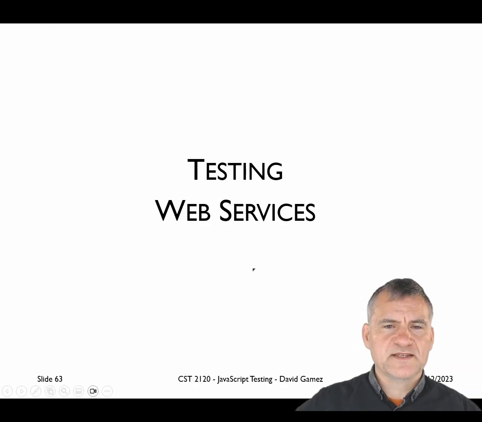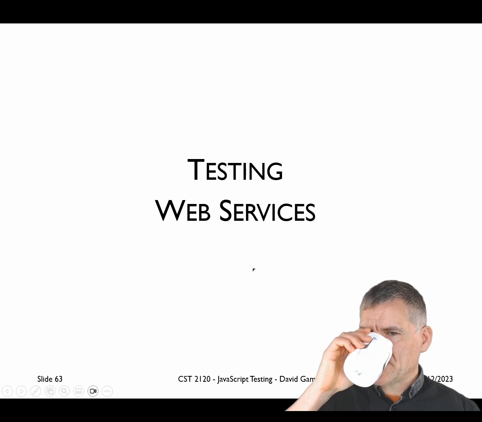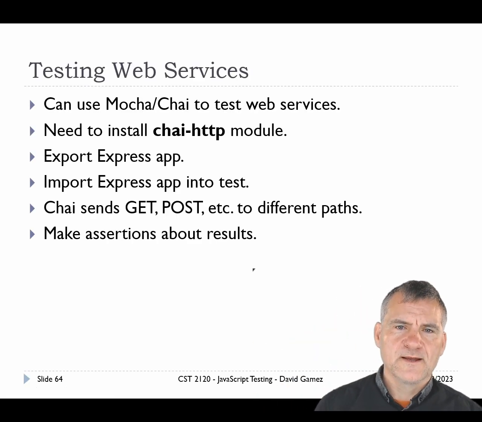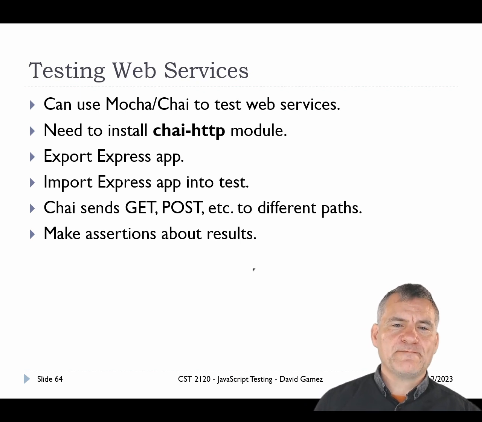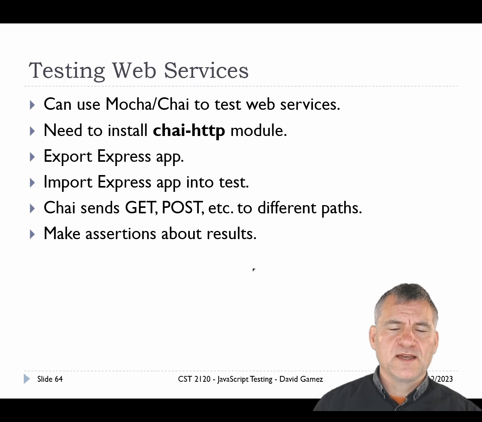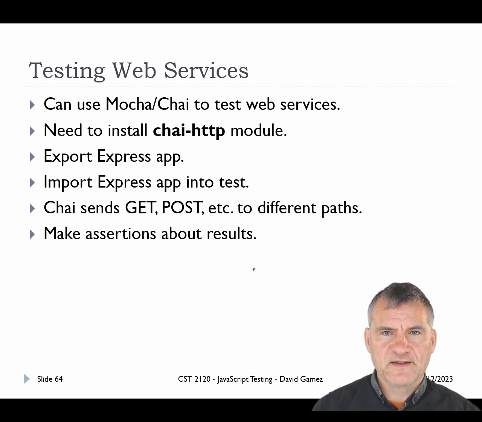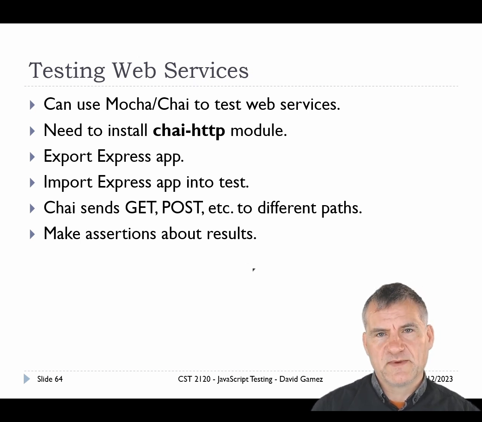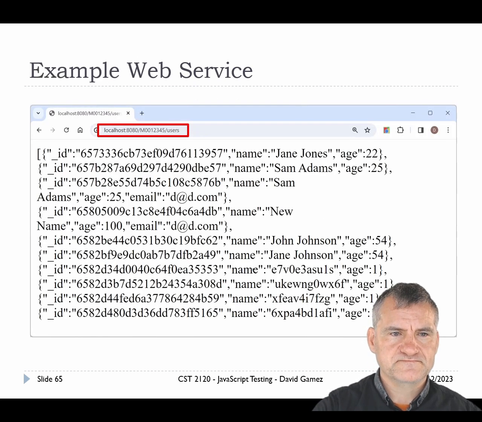All right, so the third kind of test I want to cover here is testing web services. We can also use Mocha and Chai for this, yeah? To make this work, you need to install the Chai HTTP module. Then instead of exporting the functions, we export the Express app that we've set up with our server. We import that into the test, and then when we use Chai to send get, post, etc. to different paths of the web service, we make assertions about the results, yeah?